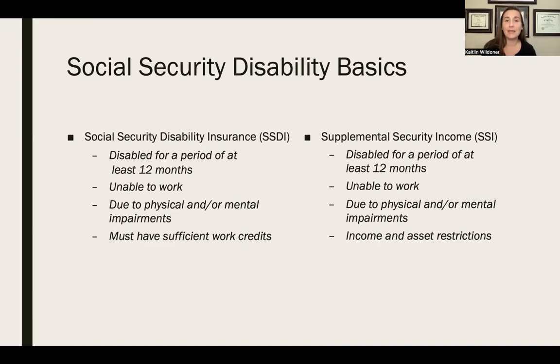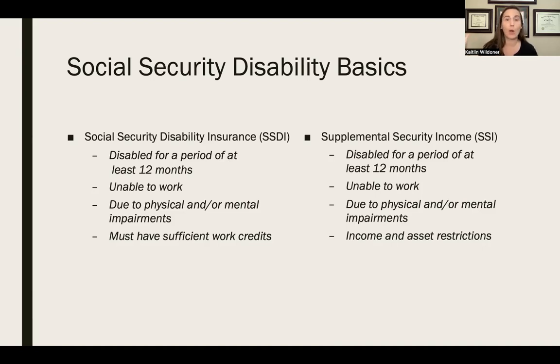And generally speaking, that asset threshold right now, as of the recording, is $2,000 if you're single and $3,000 if you're married. So if you have over $2,000 in assets and you're single, you won't qualify. If you have over $3,000 and you're married, you won't qualify. There are a lot of exclusions to that. Generally speaking, that asset threshold will include any bank accounts, retirement accounts, investment accounts, things like that.